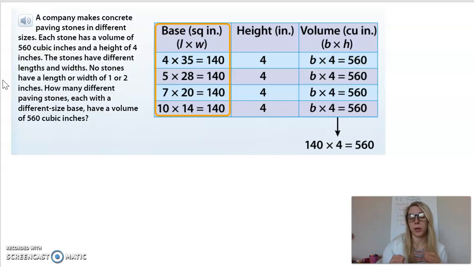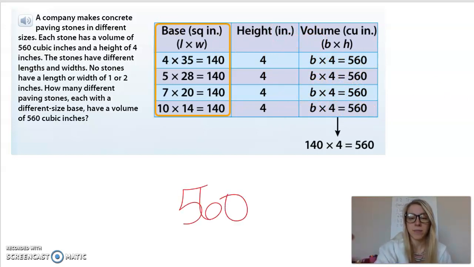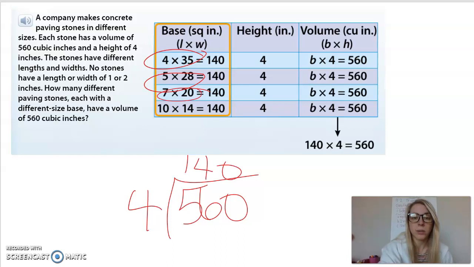So this table was pretty easy to make. All you had to do was write 4 right here in height because it was that all the way down. And then for your volume, all you had to write was 560. And we're trying to find our base, our missing number. So how I started to solve this problem is I took 560 and I divided it by 4. And I got 140. So I knew that all of the multiplication problems that I came up with on the side had to equal 140.